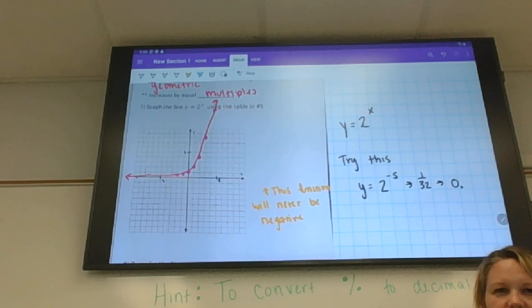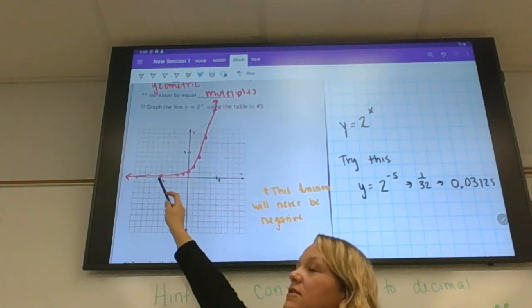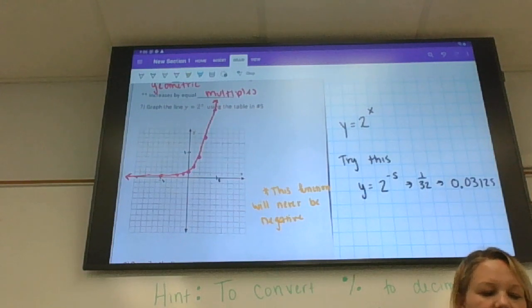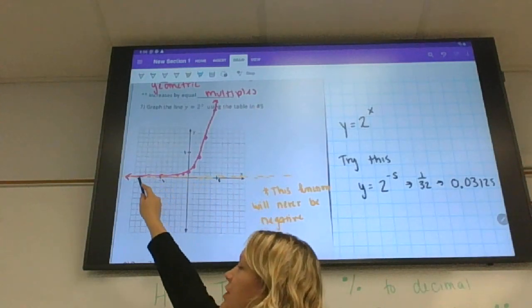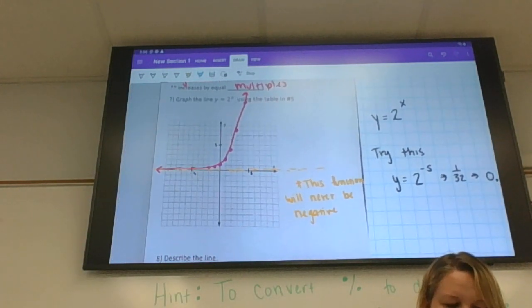Yeah, okay. 0.03125. So even here, if I wanted to put a point at -5, it's just really close to 0. It will never perfectly equal 0, and it'll never cross down there. Actually, I want you guys to draw a dashed line here. This is a line that this function will never go below. Over here, it gets closer and closer to the line, but it never perfectly touches it.